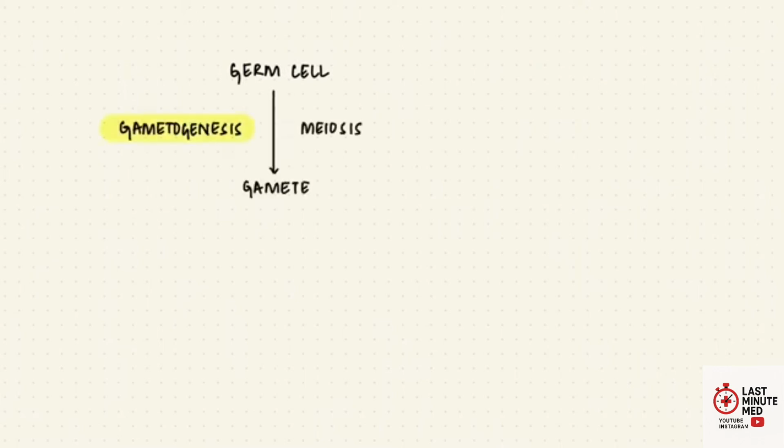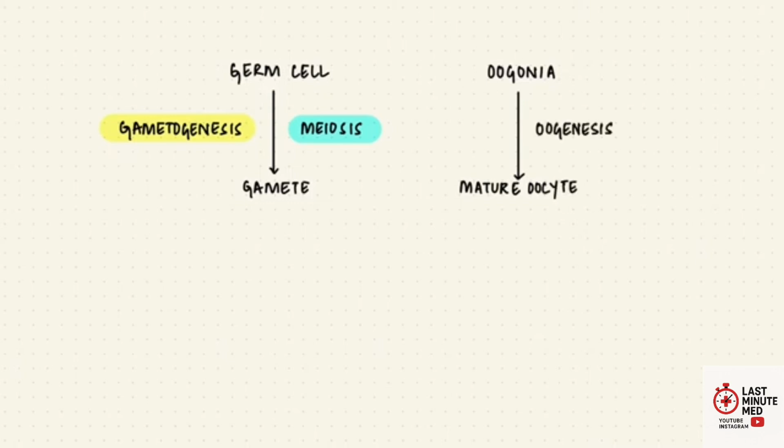The process by which the germ cell forms a gamete, that is gametogenesis, and that process is by meiosis. Here it's from the oogonium to the mature oocyte or the ovum, and the process is called oogenesis. To understand the steps of oogenesis, we'll need to know meiosis first, so we're going to go back to a bit of cell biology. There's mitosis and there's meiosis.